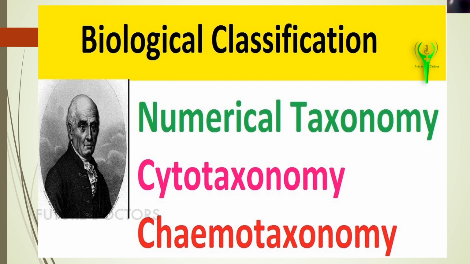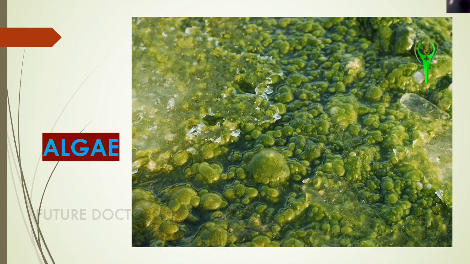And the last taxonomy is chemotaxonomy. It is a system based on the evidence from chemical constituents, for example enzymes, hormones, proteins and amino acids. Now let us see about algae. Algae are chlorophyll containing, simple thalloid, autotrophic and largely aquatic, that is both freshwater and marine organisms.